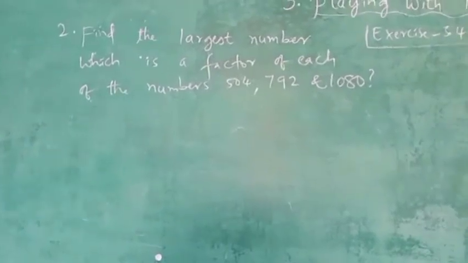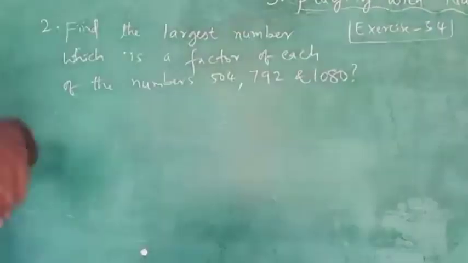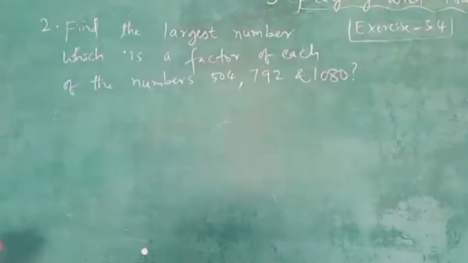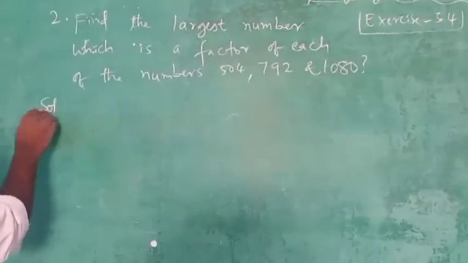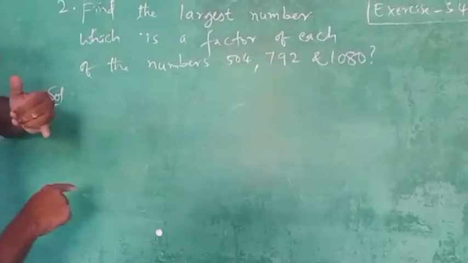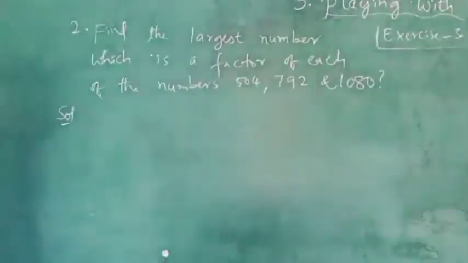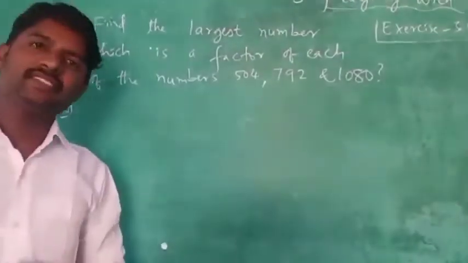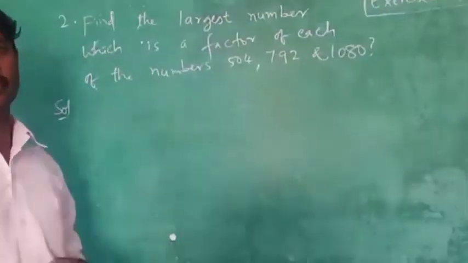Okay, so don't get confused or worry. Sir, very big problems are there, three numbers are there. How to do it? No problem, you can do this. I suggest that you use the continued division method. Easily you will get the answer. Suppose you don't understand, go for the prime factorization method.